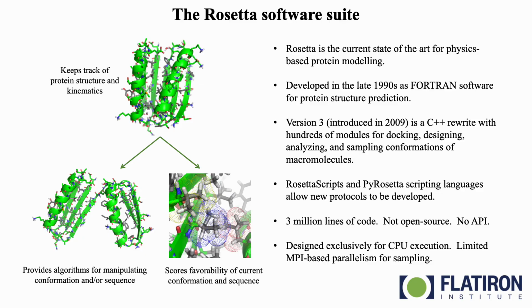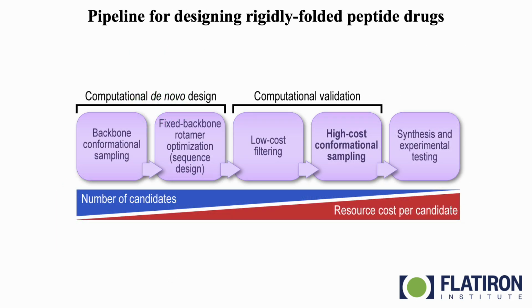Now, we've developed in Rosetta a pipeline for designing rigidly folded peptide drugs. This pipeline consists of starting with a structure, typically a high-resolution crystal structure, of a target protein, sampling many, many backbone conformations of peptides in some binding pocket on that protein. And for every plausible conformation that could be stabilized by a suitable choice of sequence, we apply fixed backbone sequence design algorithms, and we make thousands and thousands of designs.